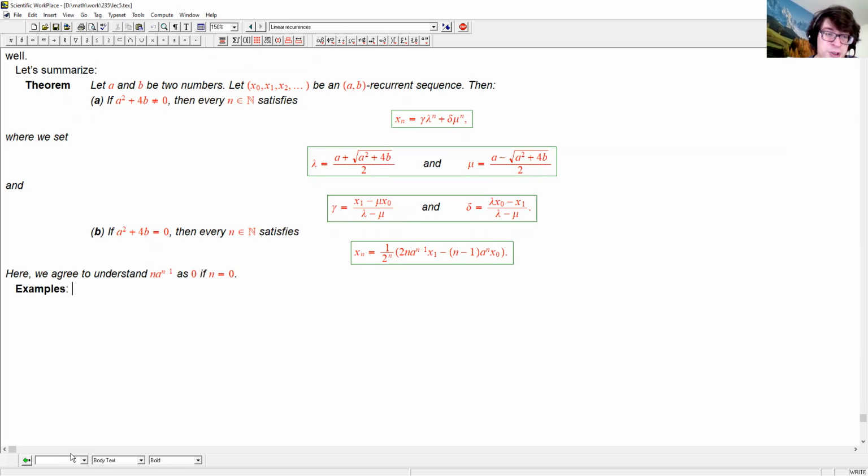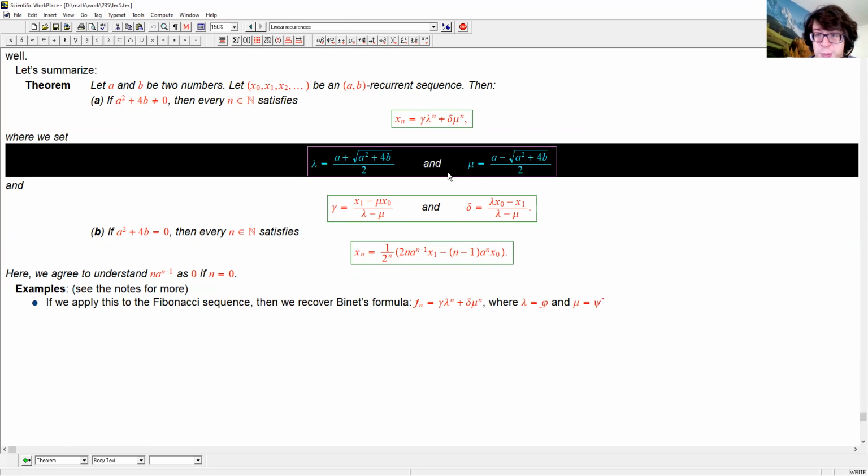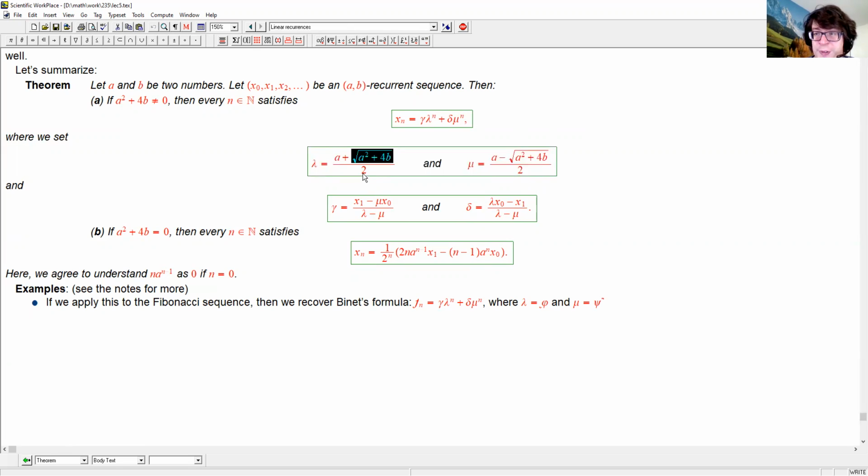And there is a bunch of examples in the notes. I will just show you a couple. So if we apply this to the Fibonacci sequence, then we get Binet's formula. We recover it, which should not be surprising. So Fn is gamma lambda to the n plus delta mu to the n, where lambda is phi and mu is psi. This is what you get if you plug in 1 and 1 for a and b here. This is 1 plus square root of 5 over 2, 1 minus square root of 5 over 2.